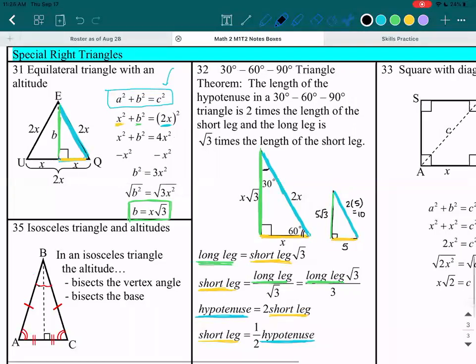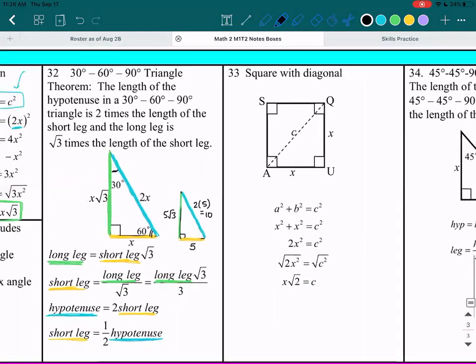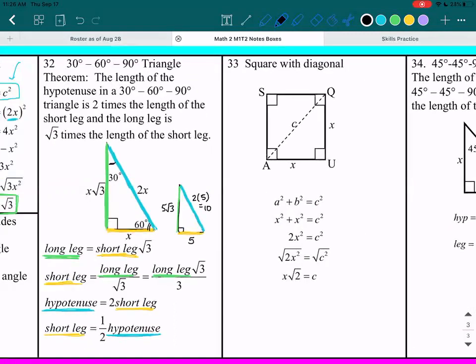Let's go to box number 33, square with a diagonal. So we're going to derive another special right triangle, this time using a square as our starting point. So we start off with a square, and then let's highlight the different points that you have. So your hypotenuse is over here, it's your C. Here's our hypotenuse, and then we have our 2 legs, which, since it's a square, are equal, they are congruent.